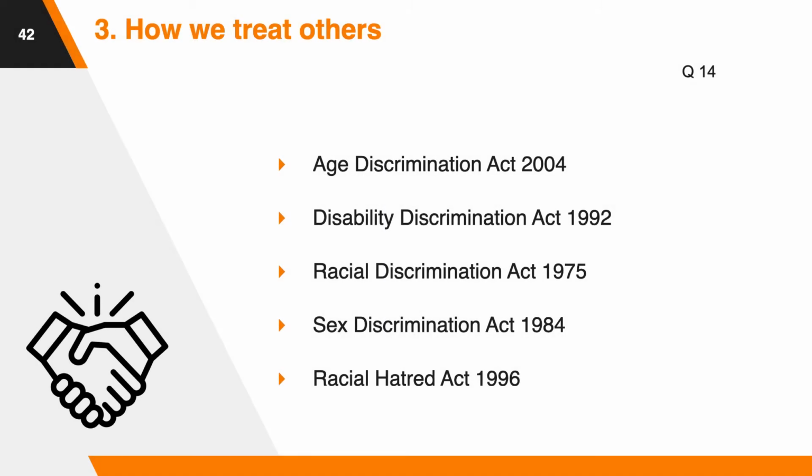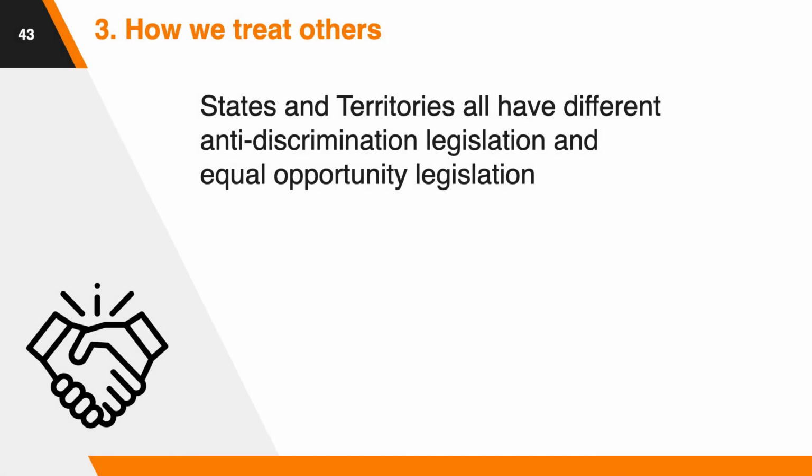There are some acts, you can see them here: the Age Discrimination Act, Disability Discrimination Act, the Racial Discrimination Act, Sex Discrimination Act and Racial Hatred Act. And question 14 asks you to list 4 of the discrimination acts that relate to discrimination. So you just need to list 4 of those. States and territories all have different anti-discrimination legislation and equal opportunity legislation.